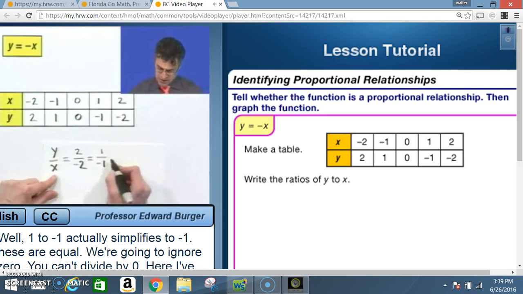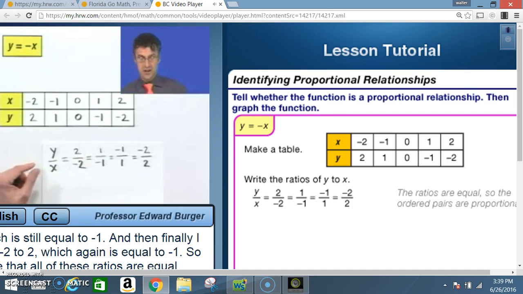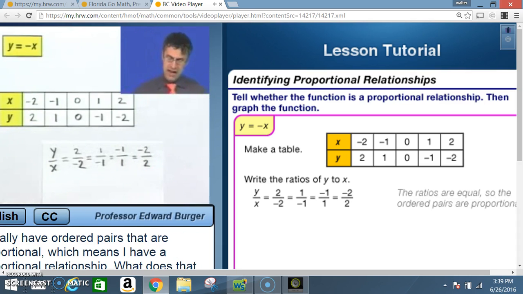We're going to ignore the 0. You can't divide by 0. Here I've got negative 1 to 1, which is still equal to negative 1. And then finally, I see negative 2 to 2, which again is equal to negative 1. So I see that all of these ratios are equal. This is telling me that I actually have ordered pairs that are proportional, which means I have a proportional relationship.